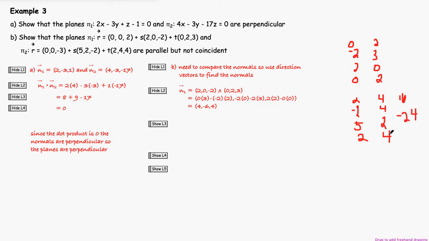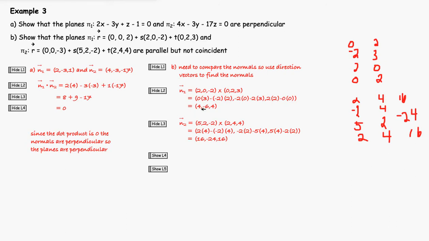And now we will get 5 times 4, which is 20, take away 2 times 2, so 20, take away 4 is 16. Let's drop that, and hopefully I've made no errors there. So we have 16, negative 24, 16. I did not simplify these, but I suppose we could have, right? Written the vectors in simplest form.